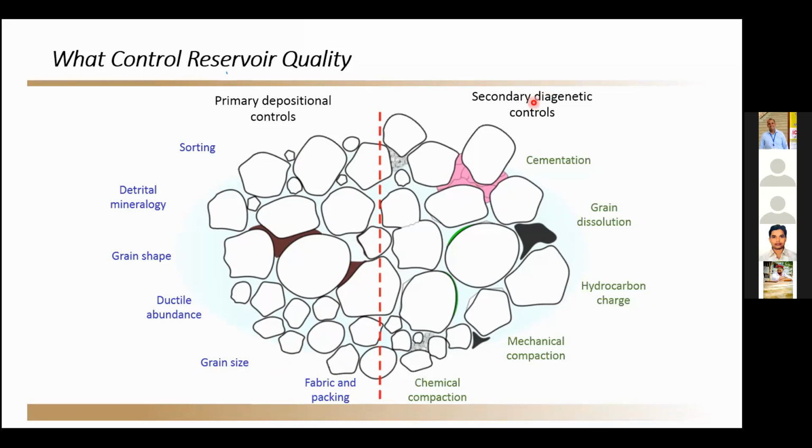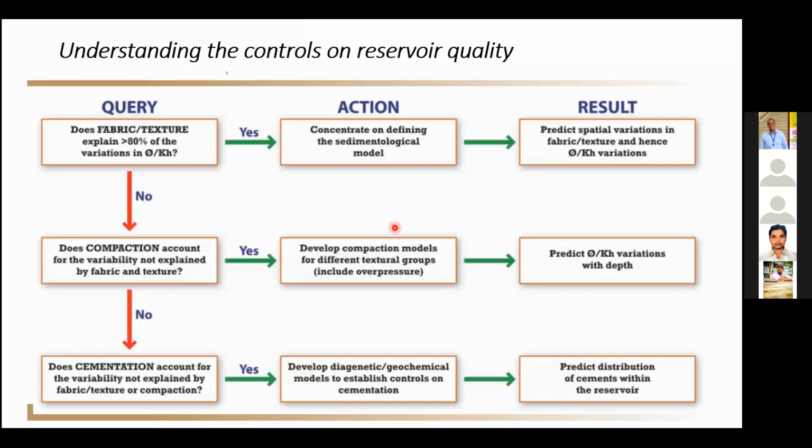The diagenetic factors after deposition. These are the depositional factors, and this is what happens after deposition. It's cementation, the solutions that come into the pore and collapse the pore throat and block my pore throat to prevent my fluid from flowing. The grain dissolution, which enhances my reservoir quality, the hydrocarbon charge and its effect in decreasing the diagenesis, the mechanical compaction, the chemical compaction. These are the factors that I discriminate my reservoir on first, before going to the porosity permeability relationships. So I need to understand the reservoir quality.